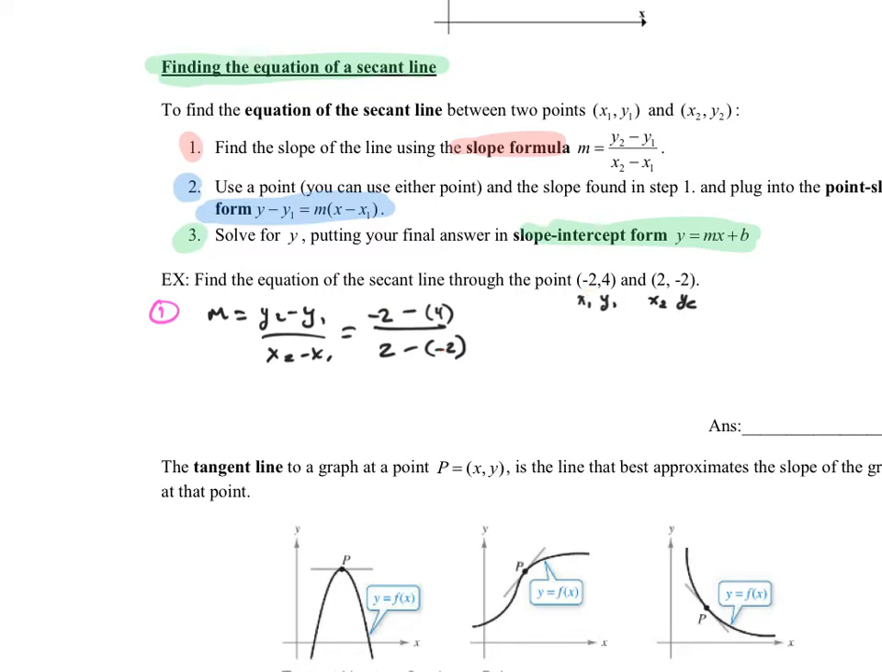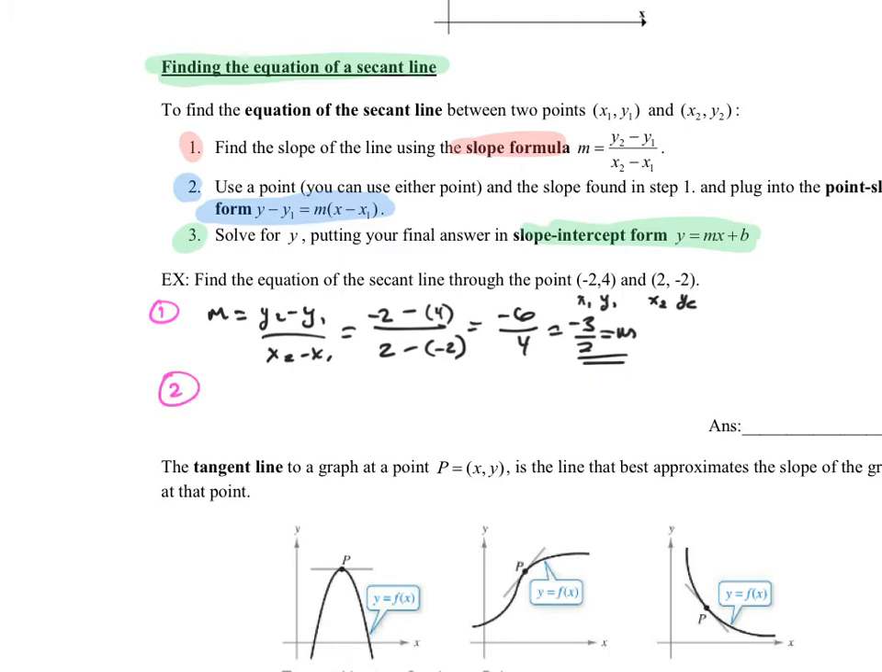Okay. So let's hit equals here. Negative 2 minus 4 is a negative 6. And then 2 minus a negative 2 would be a positive 4. This would simplify to negative 3/2. So that gives us our slope. So now what do we do? We go on to step 2.